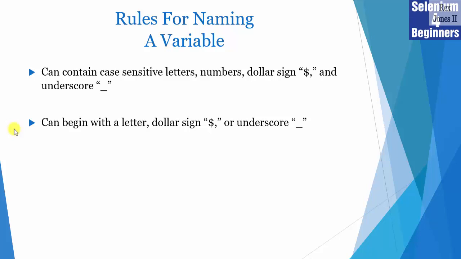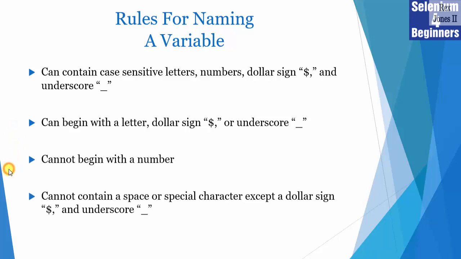These two rules are what we can do with the Java variable. Now, let's see what we cannot do with the Java variable. The next rule, it cannot begin with a number. It cannot contain a space or special character except a $, or underscore. The only special character I've seen in a variable is an underscore. The last rule is it cannot contain a reserved keyword.